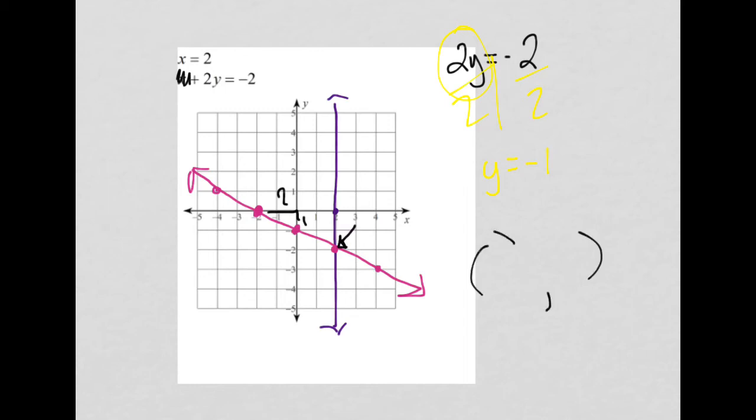So I need an x and I need a y value. My x value, well, it already tells you x is going to be 2, so x is 2. So what's my y value? It looks like negative 2.